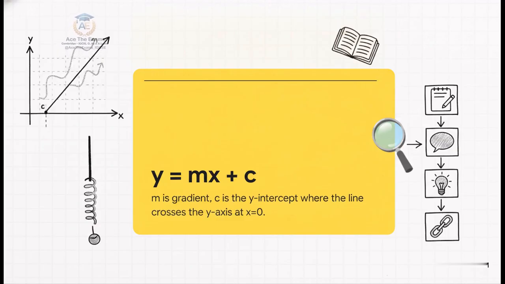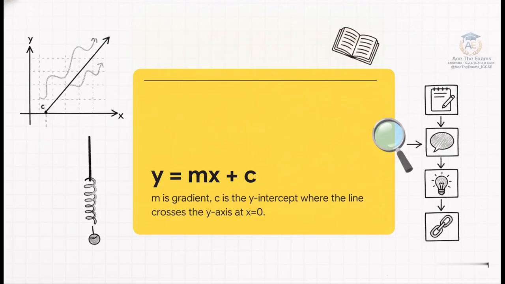Okay, back to the foundation. Every blockbuster needs a script, and our script is the equation y equals mx plus c. Let's break down these assessment objectives. Here, m is the gradient, which measures the steepness of the line, and c is the y-intercept, which is exactly where the line crosses the y-axis when x is 0.